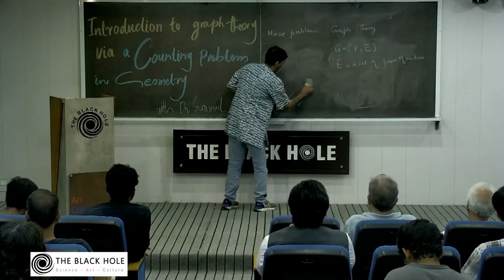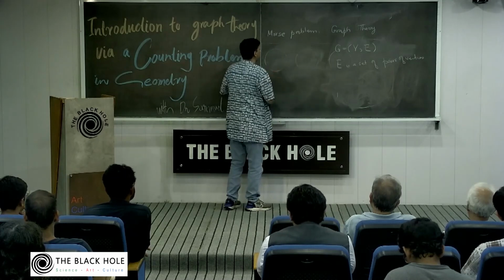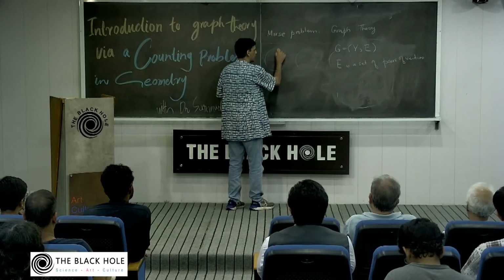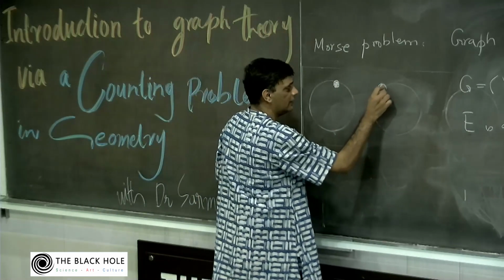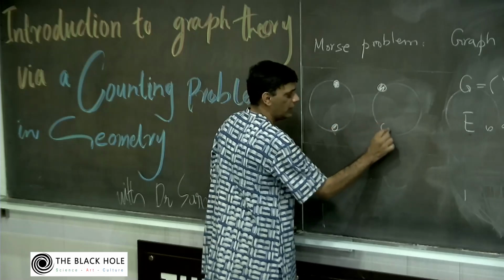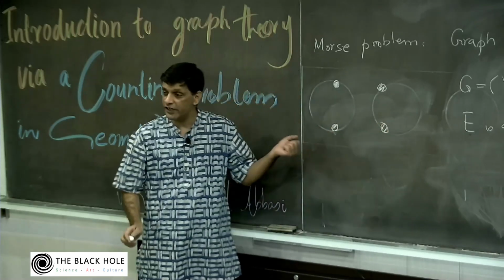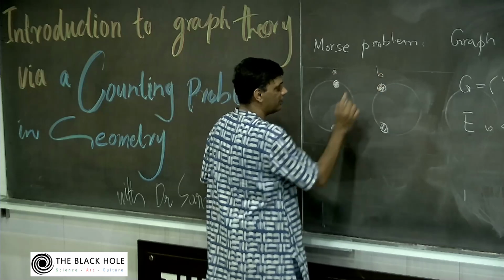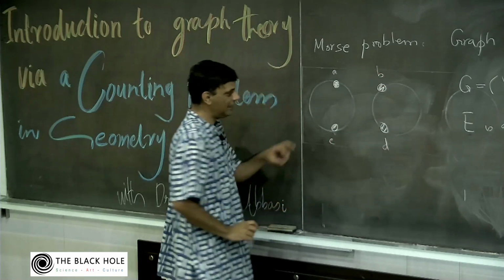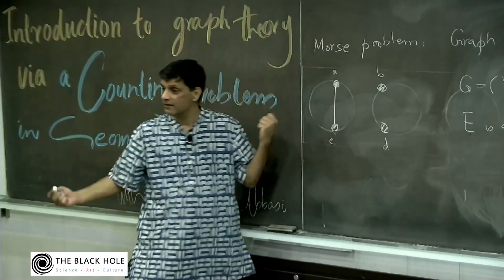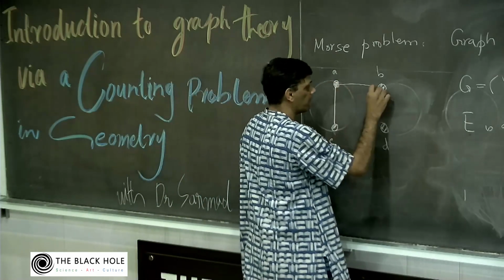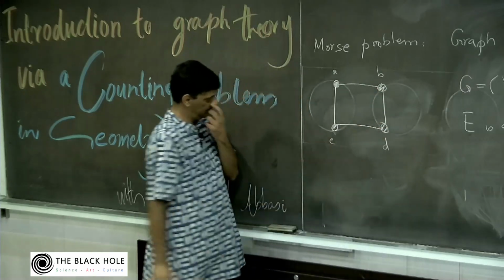So one nice way of representing graphs is, for every vertex, you just put a dot. So here's a graph. I'm giving it to you. In this case, there are 4 vertices. If you want, we can give them names, A, B, C, D. And when there is an edge, you just connect those 2 vertices, right? So here's a graph, okay?